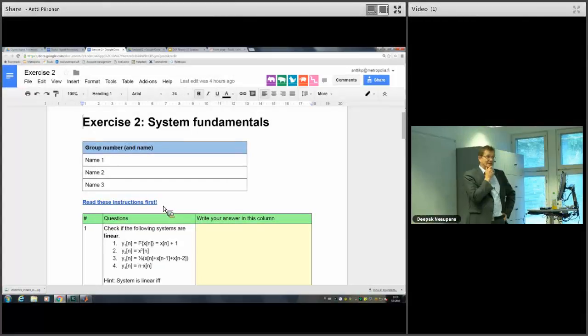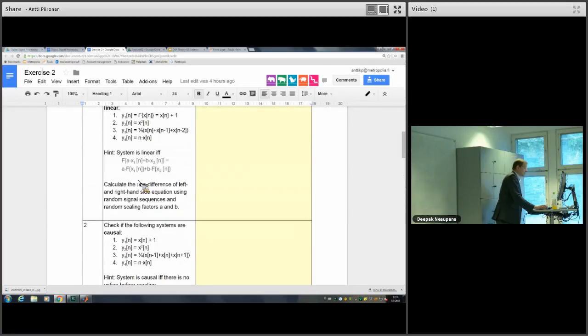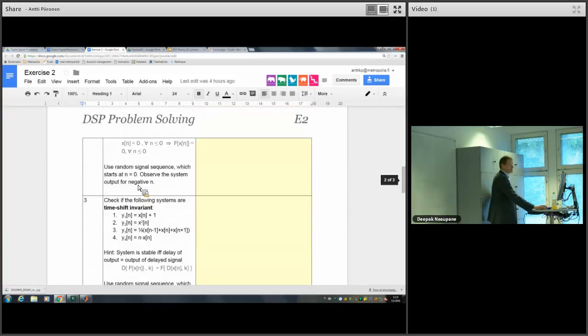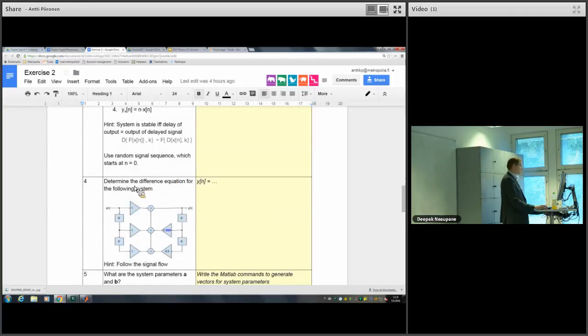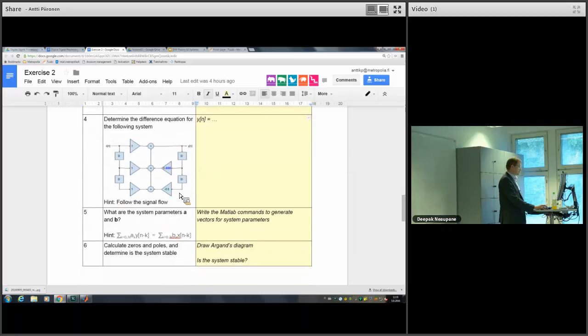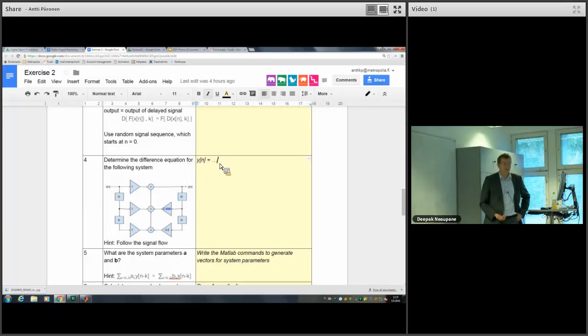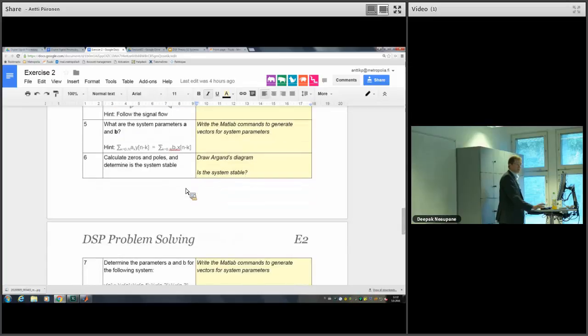Okay, so today's exercise is about system fundamentals. The first 3 questions are about linearity, causality, time shift, invariance. The 4th one is about difference equation, so how well you can follow the signal on the system to derive what the difference equation is. Then, when you have a difference equation, what are the system parameters? And then calculating the zeros and poles.